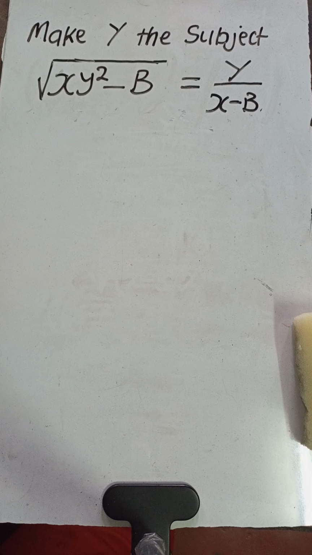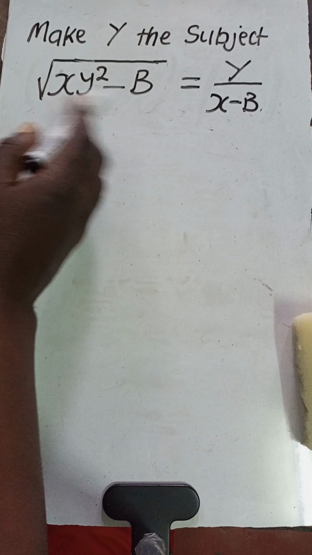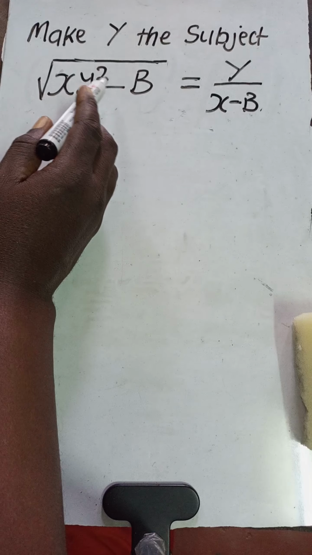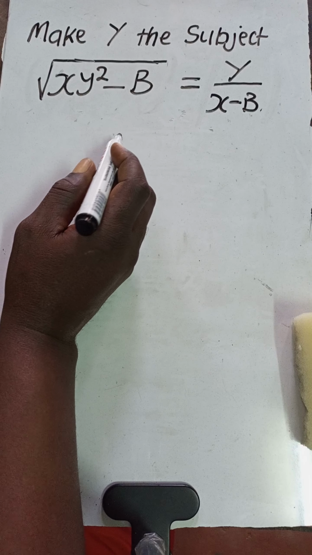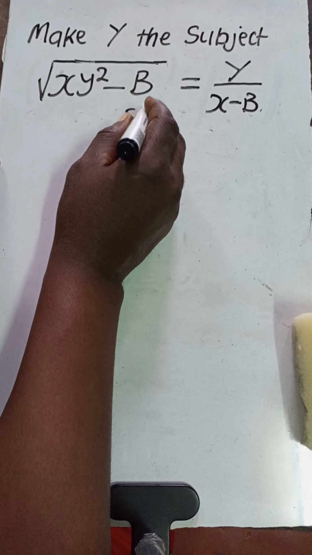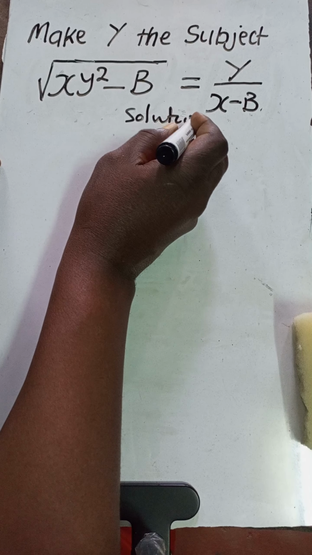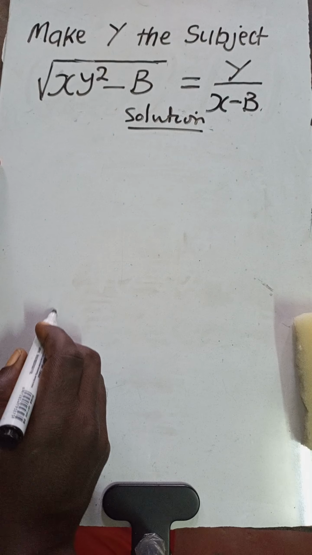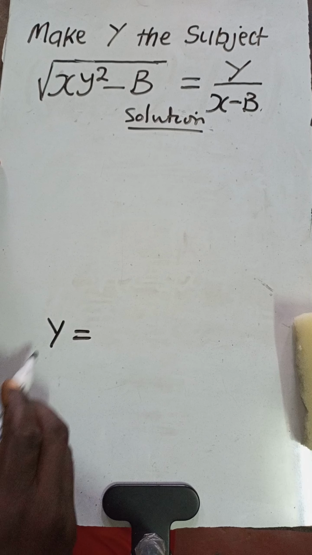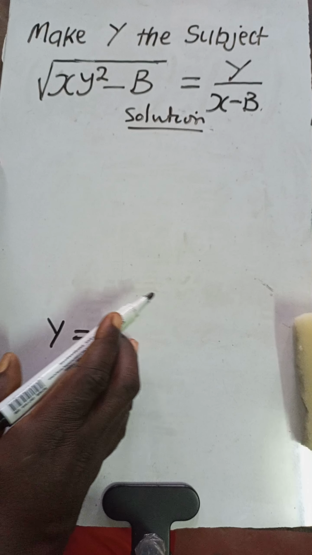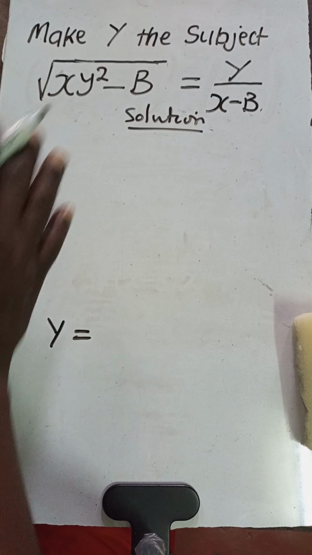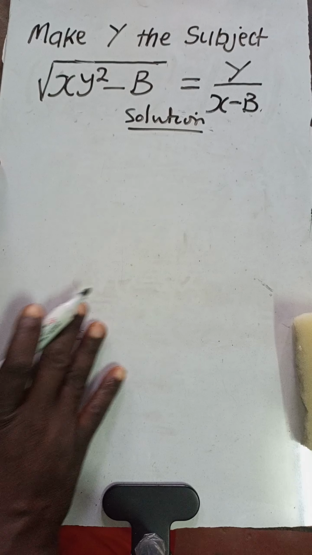Make y the subject of this formula: root of xy squared minus b is equal to y all over x minus b. We want to make y the subject. That means we want to arrive at y being alone on one side, equal to a certain expression. That's the meaning of making y the subject of that formula.